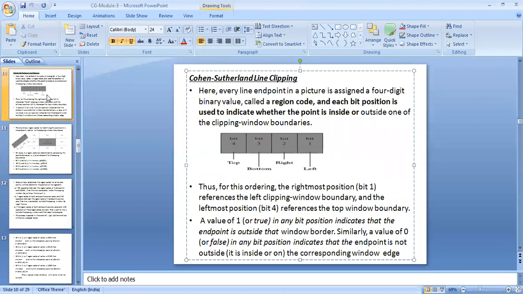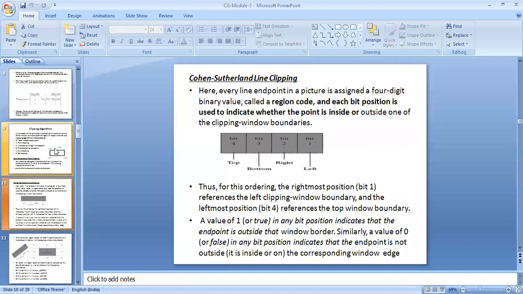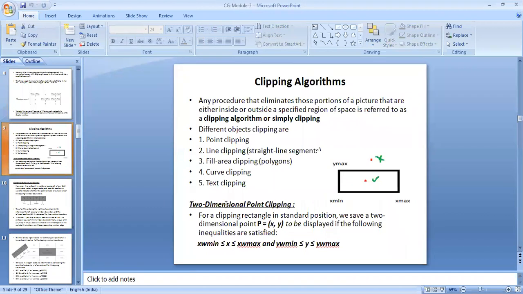Today we discussed point clipping, what the condition is for a point to be clipped, and also the conditions for a line to be clipped and how to clip the line. In the next class we will be discussing how to clip a polygon, or part of a polygon itself. So that's all for today's class.